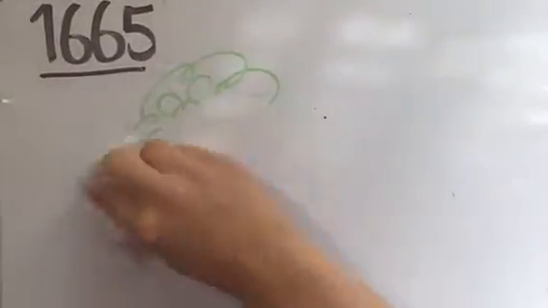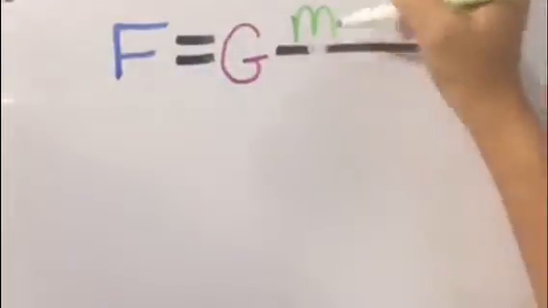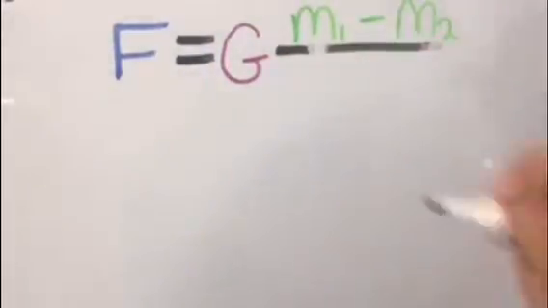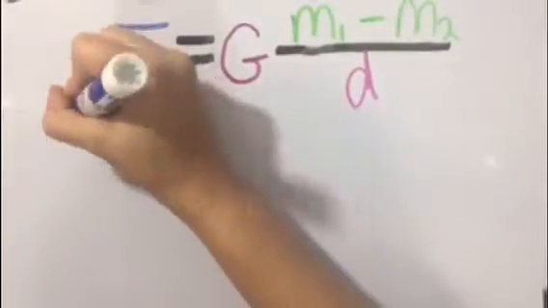The idea that an object could fall down at a different time because of its mass and distance blew Isaac Newton's mind, so he created a formula that people would still be using 300 years later. The formula that people still use today is F equals G times m1 minus m2 divided by d.